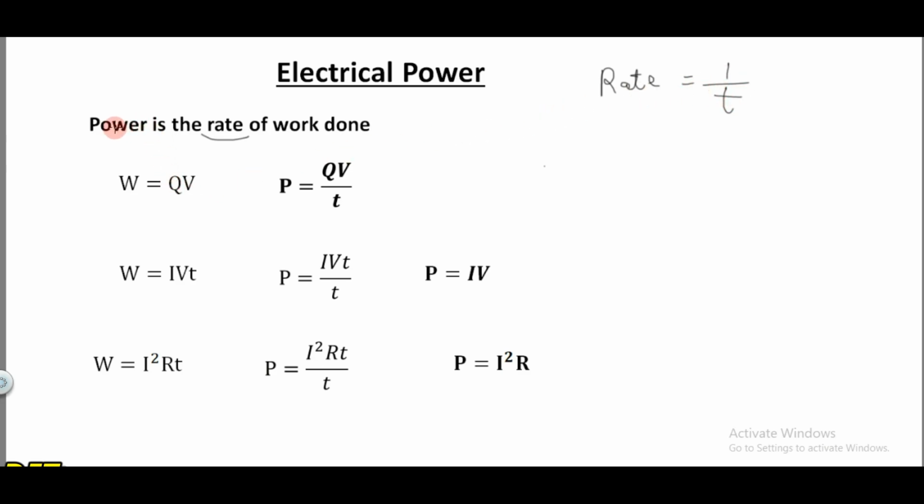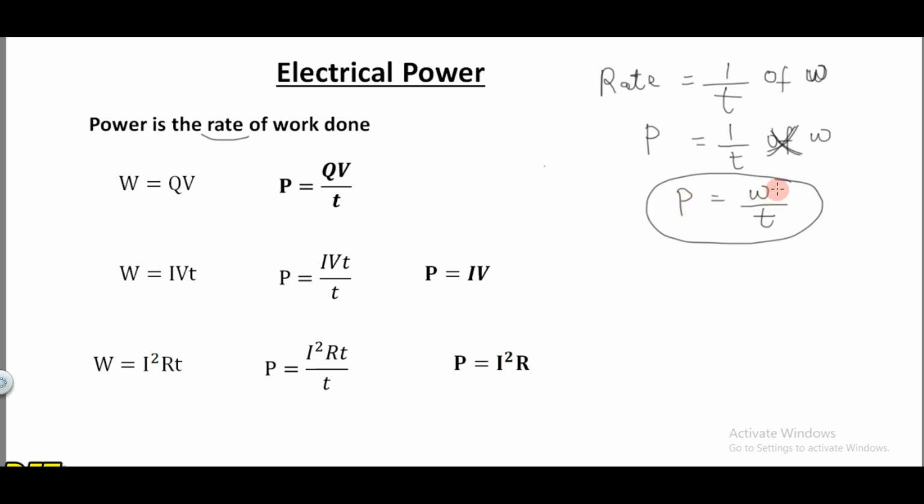So power is the rate of work done. Rate means 1 all over t, of work done, right? W is work done. So your power, which is the rate of work done, is 1 all over t of work done. Of in mathematics means multiplication. So if you multiply, power is equal to W over T. Power is equal to work done over time.